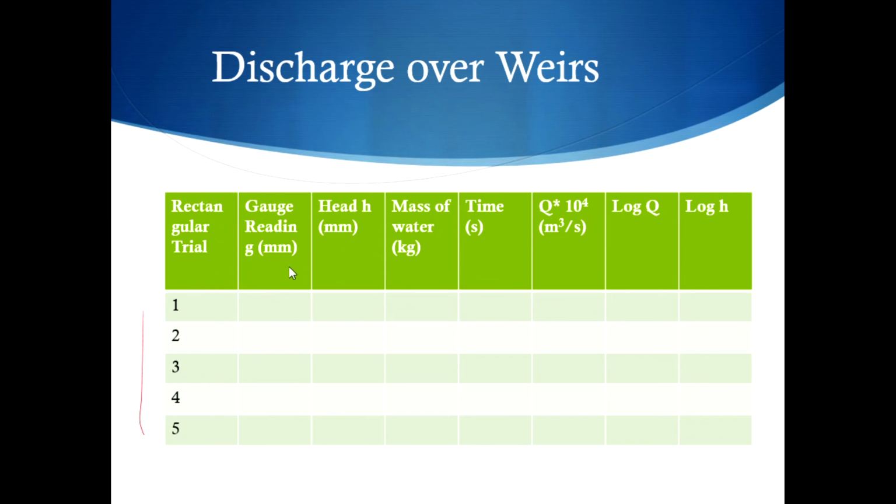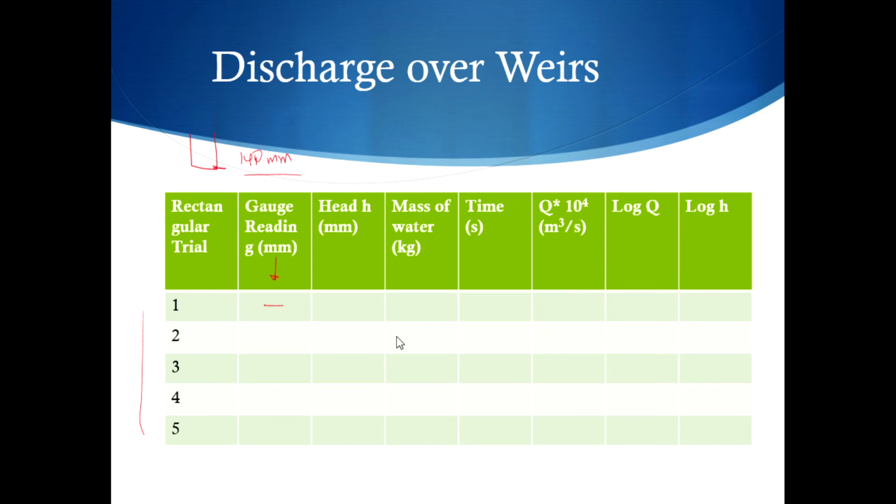Here in the table is our base gauge reading, for the rectangular weir. For example, if we have a reading of 140 millimeters, then we will use these 140 millimeters for all these readings. Then we have a reading with flow rate. We get this data, and the head will be the base minus the gauge reading. Then we have a mass of water. Then we have time, in order to calculate the flow rate in the experiment.